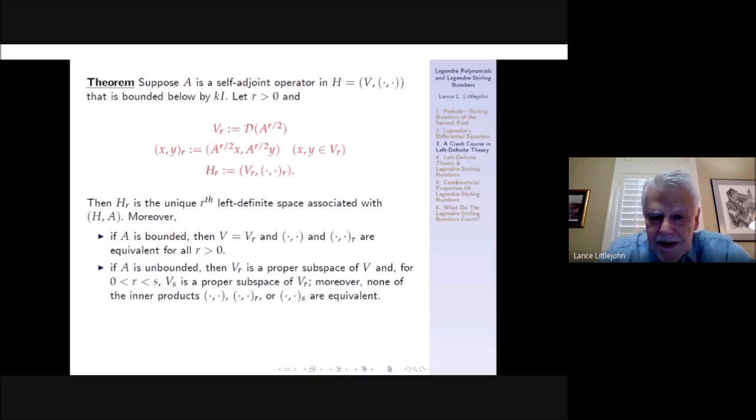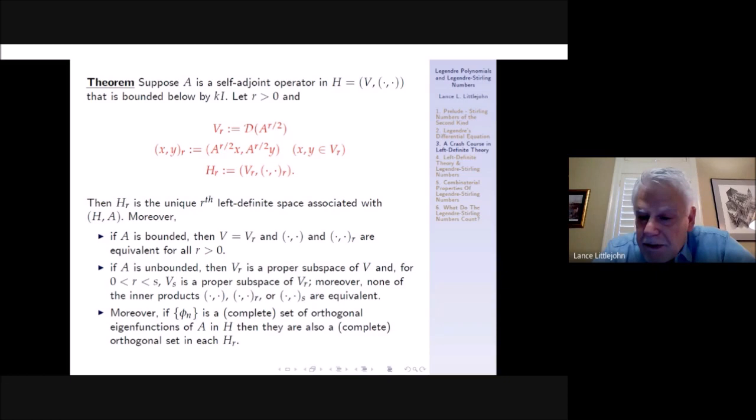And here's something interesting from the viewpoint of orthogonal polynomials. If, say, the phi sub n forms a complete set of orthogonal eigenfunctions of A in my original Hilbert space H, then they also form a complete orthogonal set in every one of those left definite spaces H sub R. And remember, there's a whole continuum of these left definite spaces, because it works for any R greater than zero.